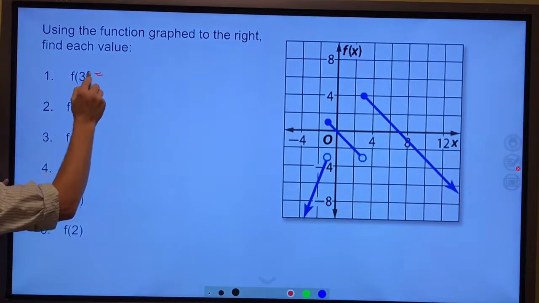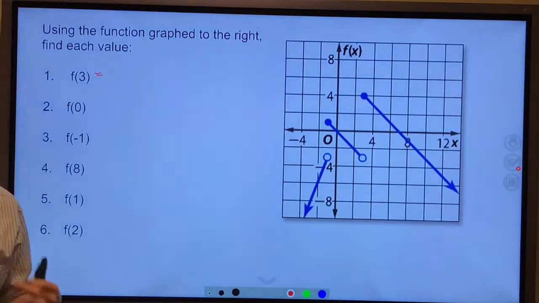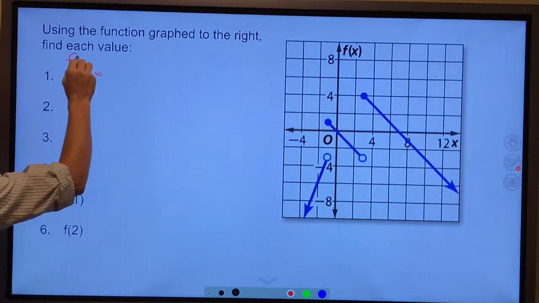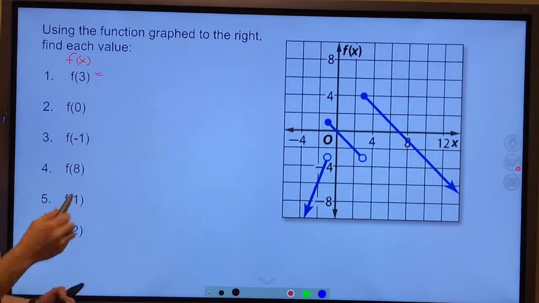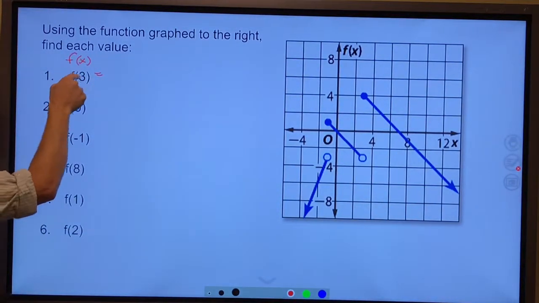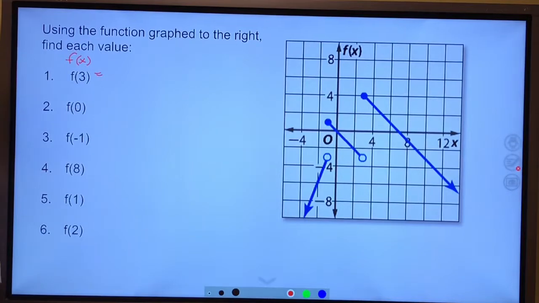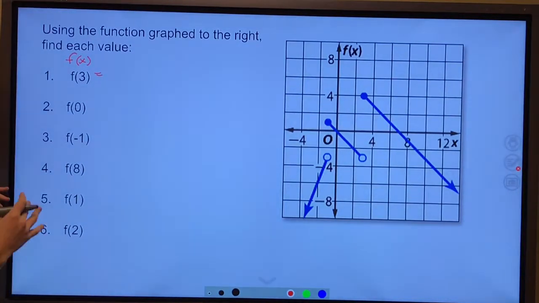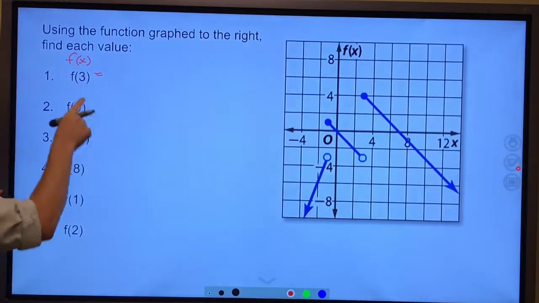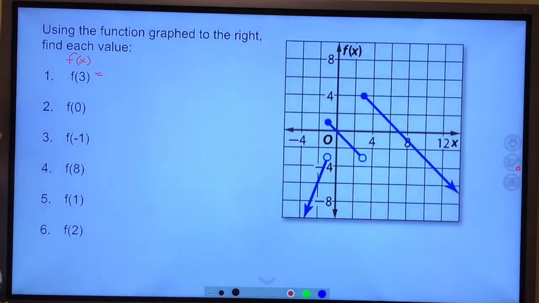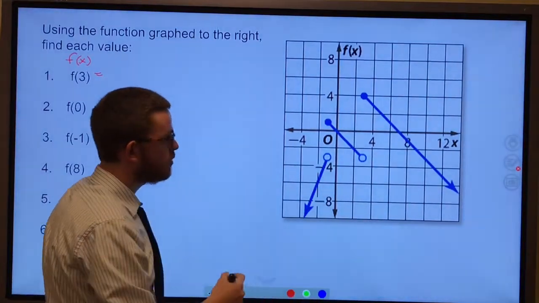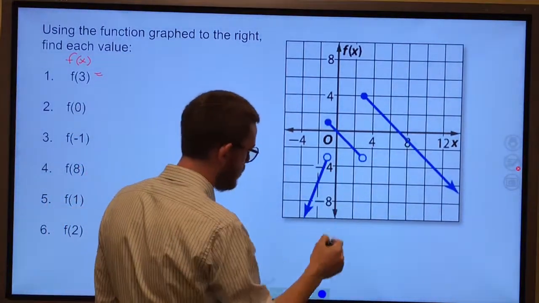If we're given the problem f of 3, we want to find the output when the input is 3. Notice we're used to seeing f of x. And so here the x has been replaced with 3. So all we want is we want to know what would the y value be when the x value is 3. So when I look over here, I'm looking for first where the x value of 3 is.